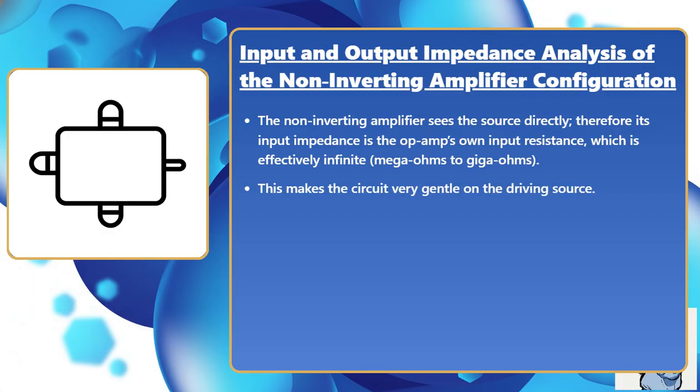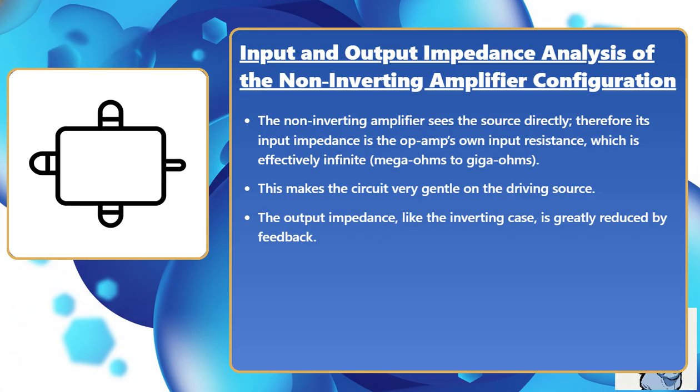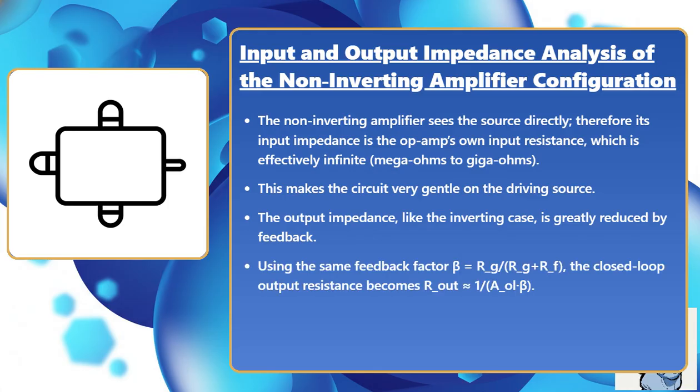This makes the circuit very gentle on the driving source. The output impedance, like the inverting case, is greatly reduced by feedback. Using the same feedback factor, beta equals R_G divided by (R_G plus R_F). The closed-loop output resistance becomes R_out approximately 1 divided by (a_OL times beta).